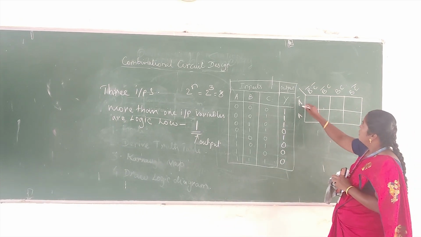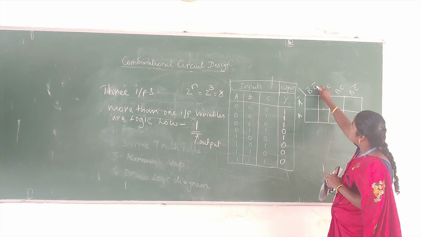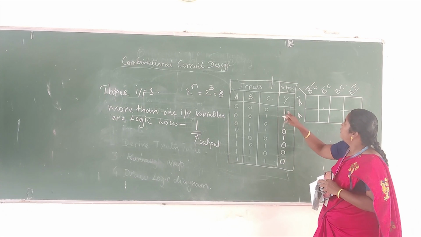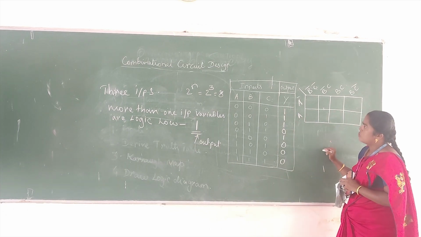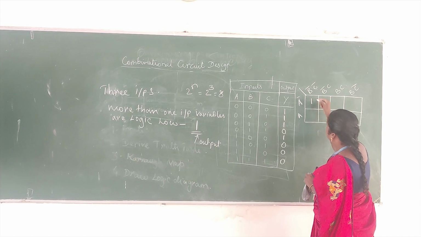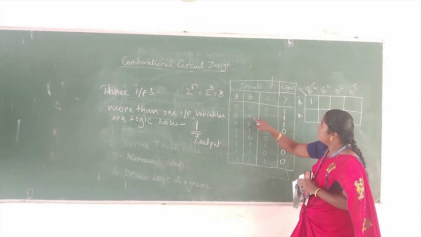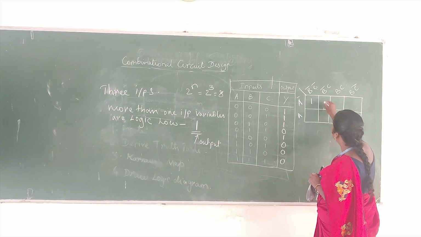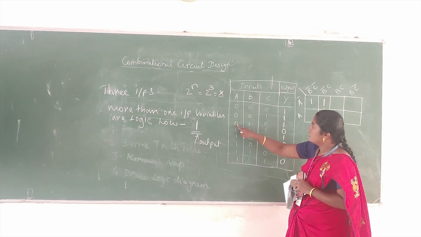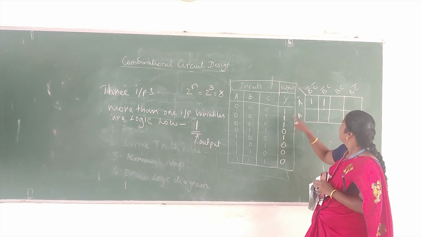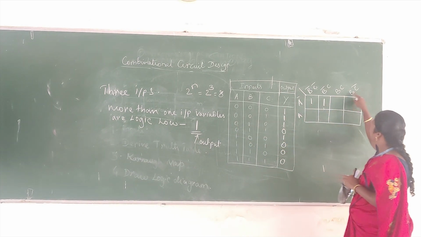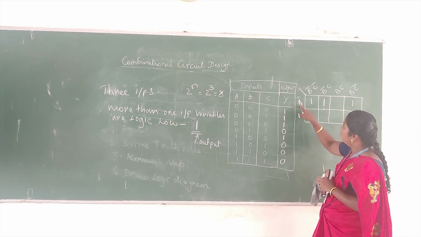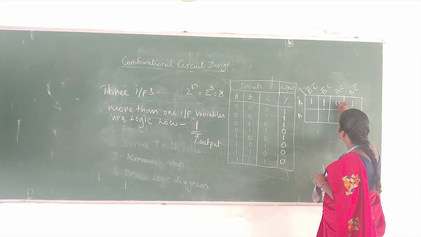Okay, so the first one is A bar, B bar, C bar, which is 0 0 0. The output is placed inside the box, so the output is 1. The second one is 0 0 1, A bar, B bar, C. The output is 1. The third one is 0 1 0. The output is 1. The fourth one is 0 1 1. The output becomes 0.